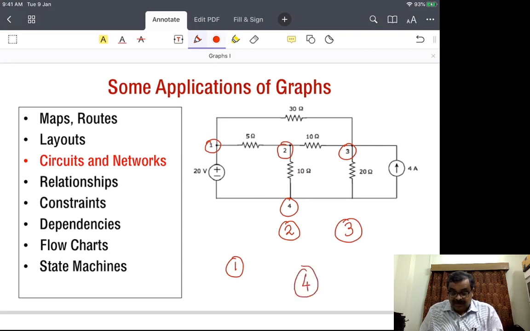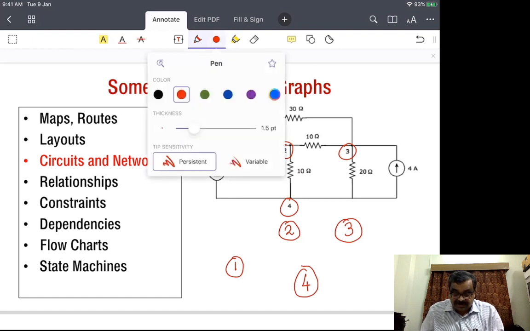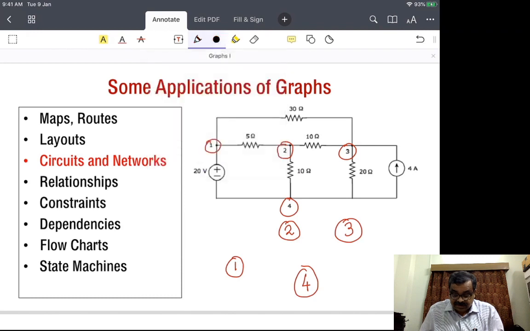And we will now start drawing the edges. So let us use a different color to draw the edges. So there is one edge between 1 and 2. There's an edge between 2 and 3. There's an edge between 1 and 3. There's an edge between 1 and 4. There's an edge between 3 and 4. And there's a second edge between 3 and 4.